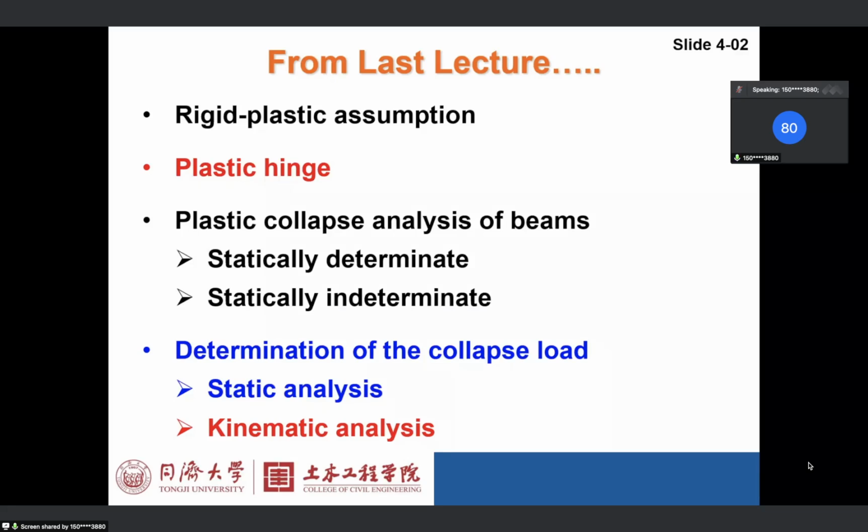And the second question that we could answer from today's lecture is that we will look at a frame. Because we start from a beam, a beam is a very simple example of a structural member, right? And then we will extend our knowledge to see how we can solve such problems in a simple portal frame. So these are the two major objectives of today's lecture.